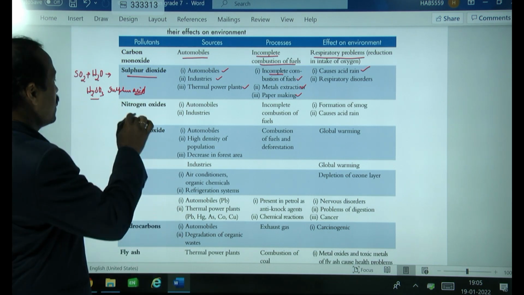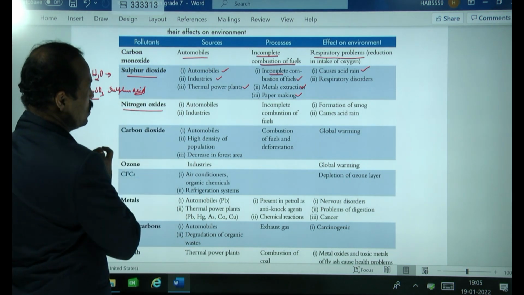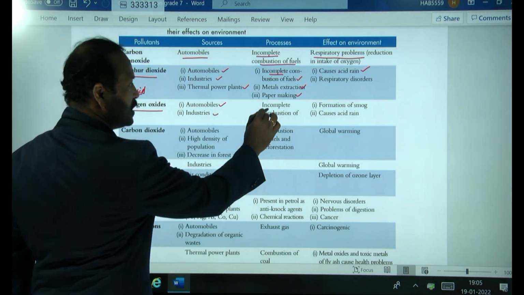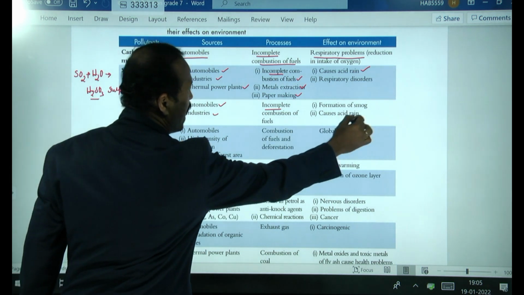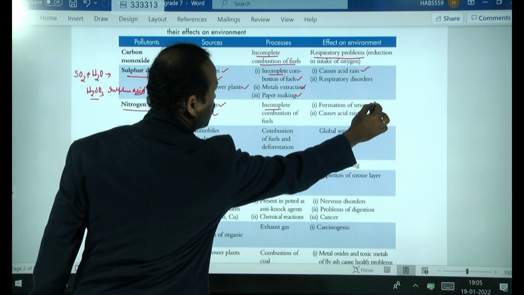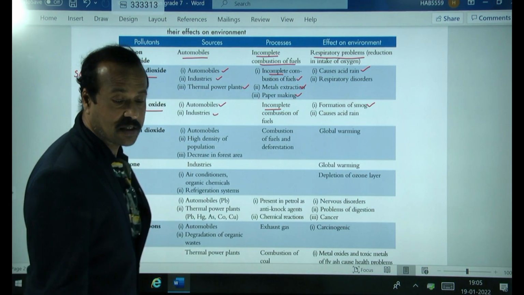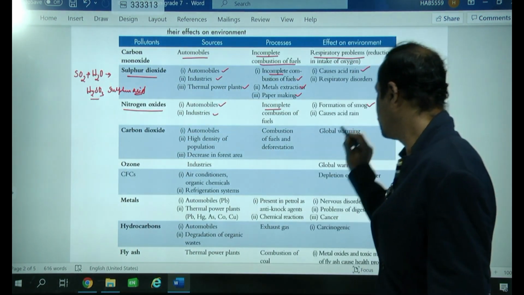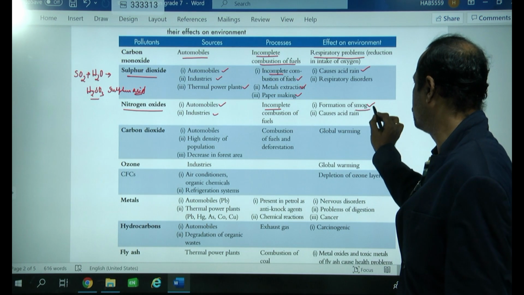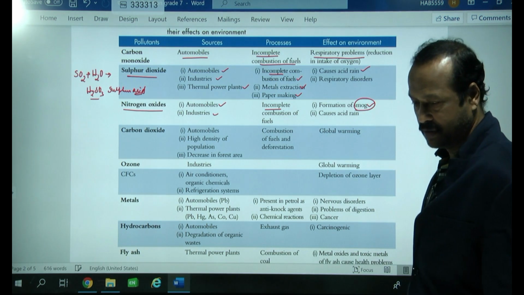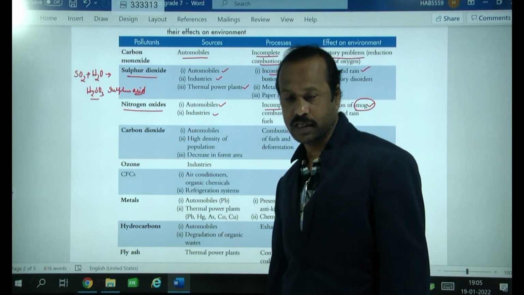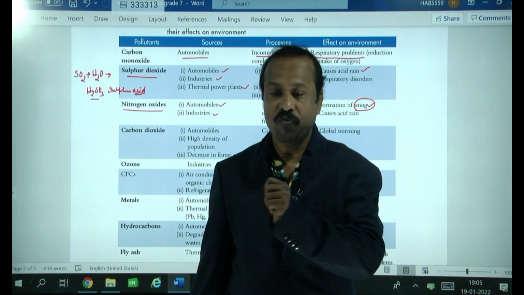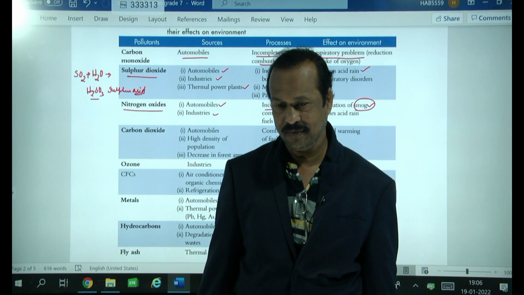Right. Then come to the other pollutant, nitrogen oxide. This also has automobiles and industries as its main source. This is also from incomplete combustion, and it is involved in the formation of smog. Do you know what smog is? Smog, S-M-O-G. Did you hear this word, smog? No, sir. Smog means what? Smoke plus fog. Okay, sir.